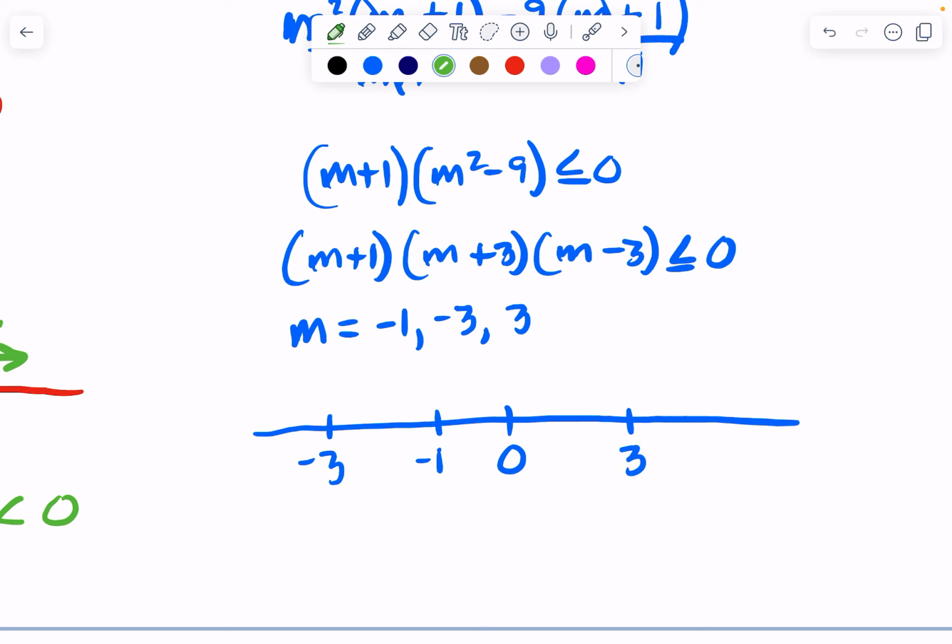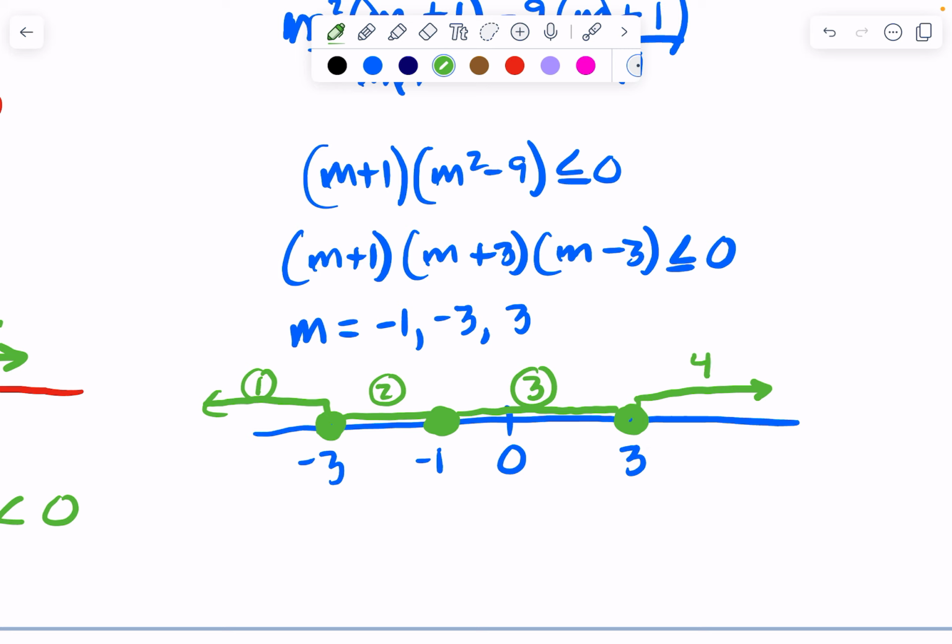So I can, and this is less than or equal to, so these are all solid circles because they are included. So I can be less than or equal to negative 3, that's test zone 1. Between negative 3 and negative 1, that's test zone 2. Between negative 1 and 3, that's test zone 3. And greater than or equal to 3, which is test zone 4.